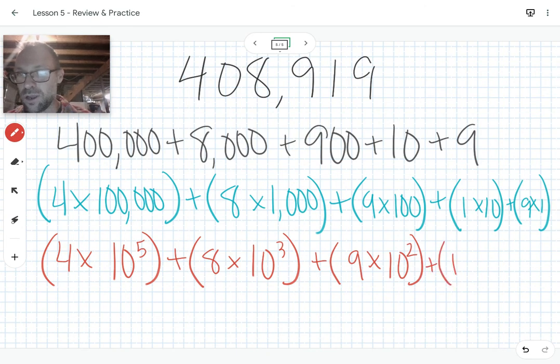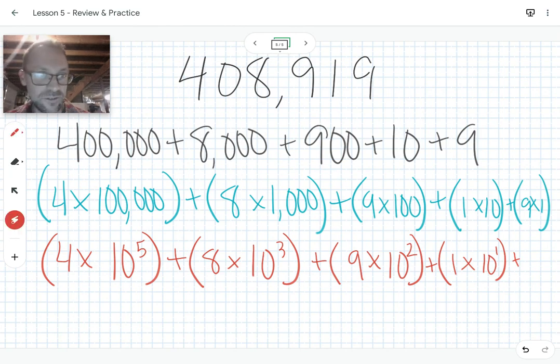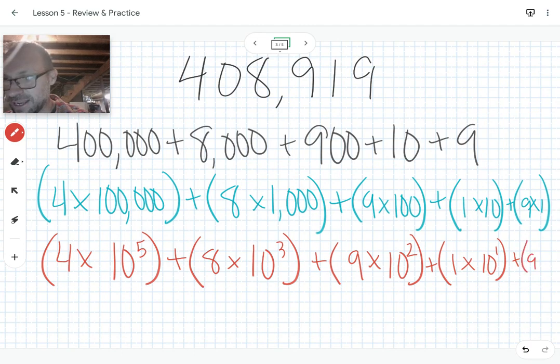Plus 1 times, let's see here, 1 zero means it's going to be 10 to the 1st power, because 1 is my exponent. And then finally, no zeros here, right? So that's 9 times 10 to the 0 power. All right, that's good review. You're going to practice this same exact skill in your practice work. Let me know if you need help.